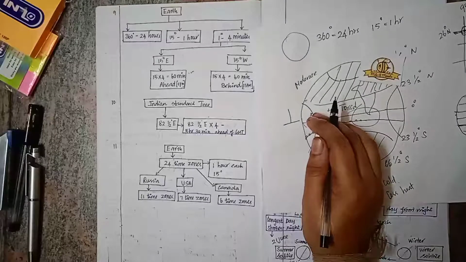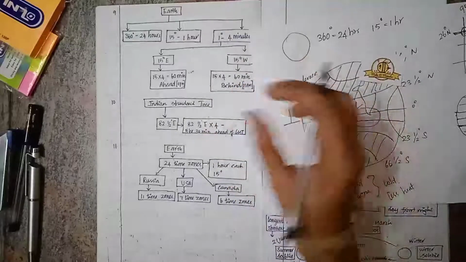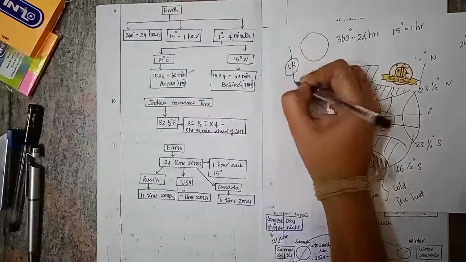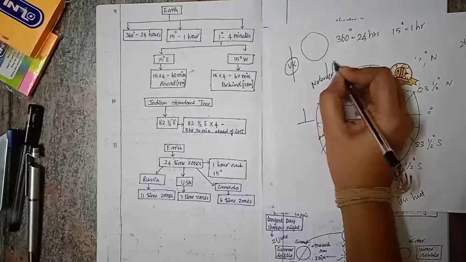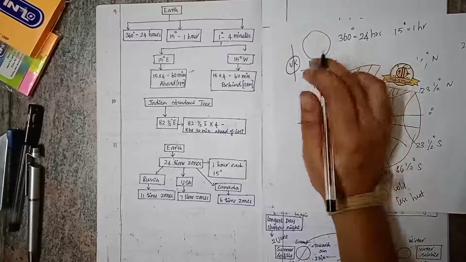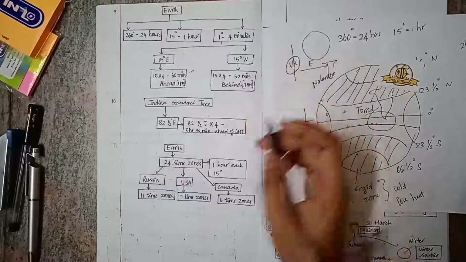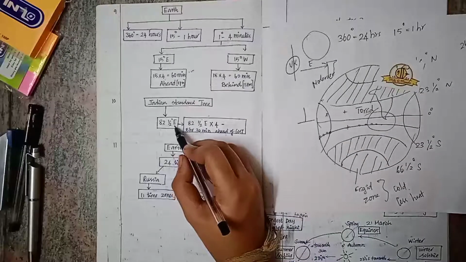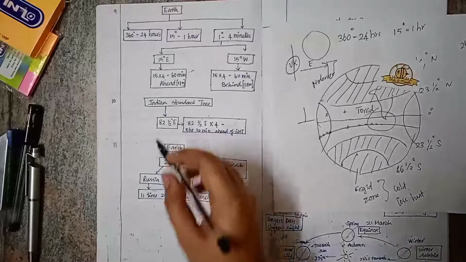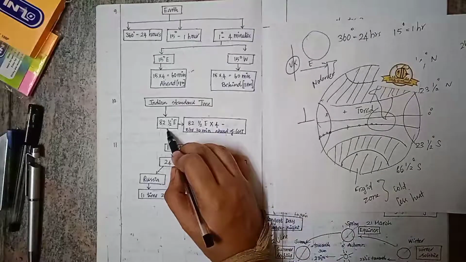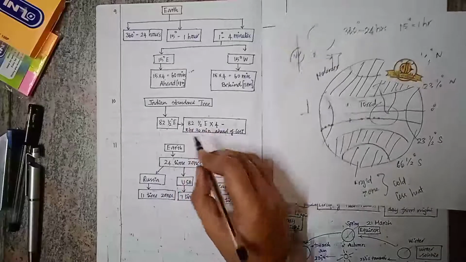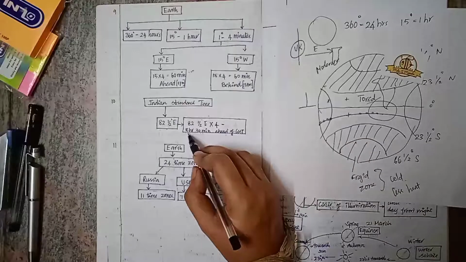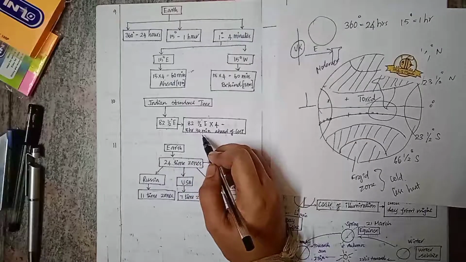The Greenwich Meridian passes through the UK. UK is located here, and our India is here, which means India is located in the east. Because of this fact, we are ahead of Greenwich time. Our Indian Standard Time meridian is 82.5 east. By using this longitude only, we calculate the standard time. If we calculate 82.5 into 4, it is around 5 hours 30 minutes ahead of Greenwich Meridian time.